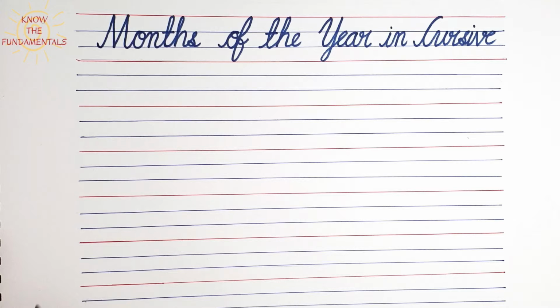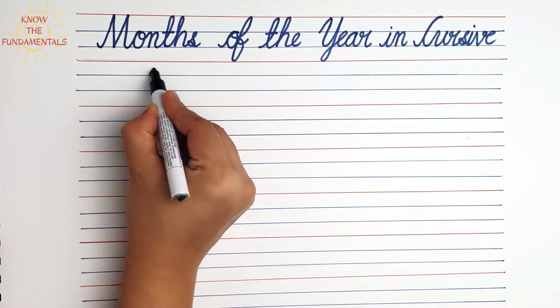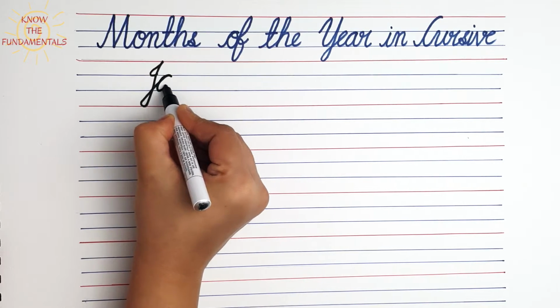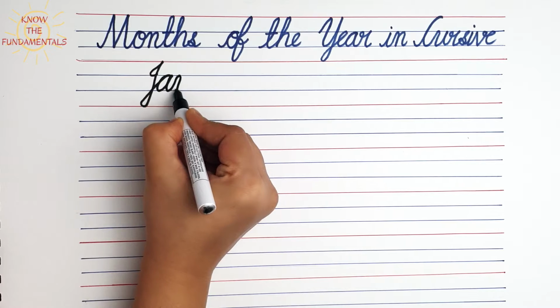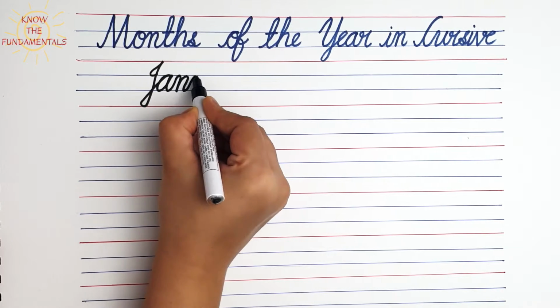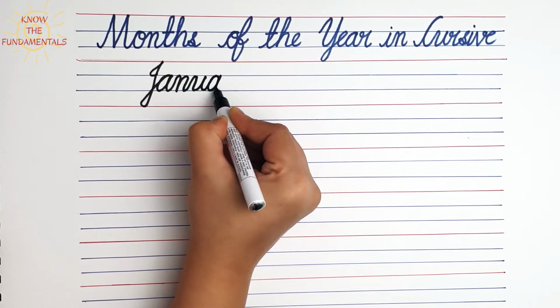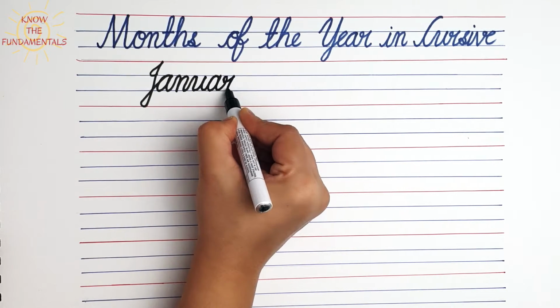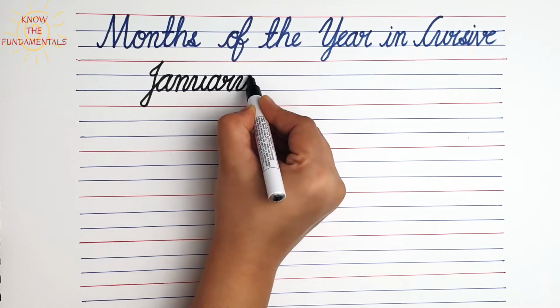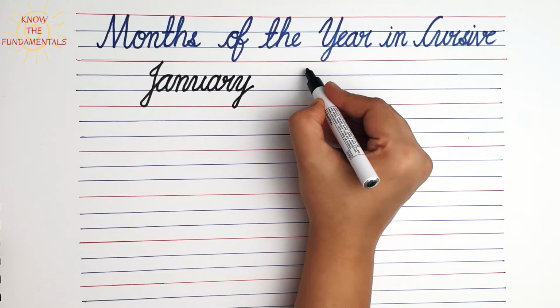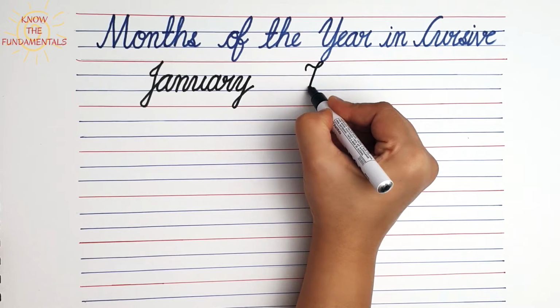So as we know, the first month of the year is January. J A N U A R Y. January. The second month of the year is February.